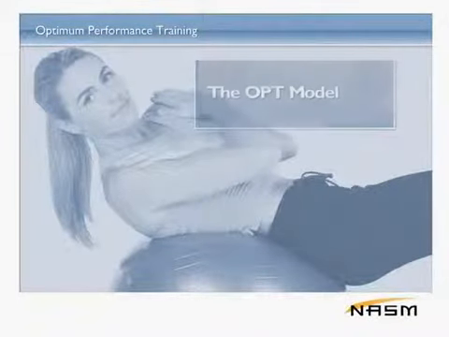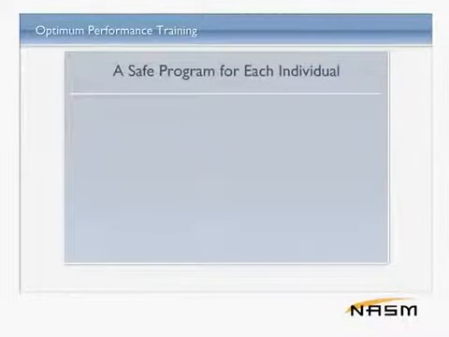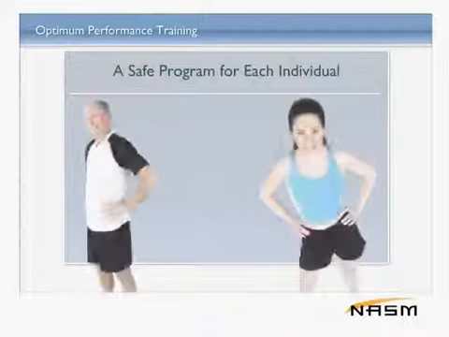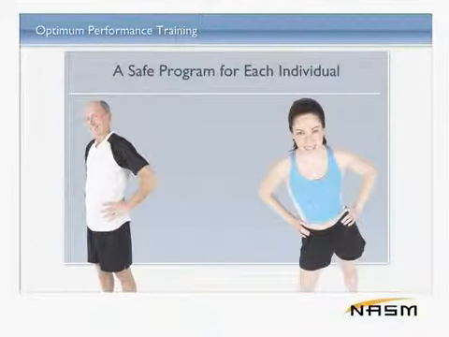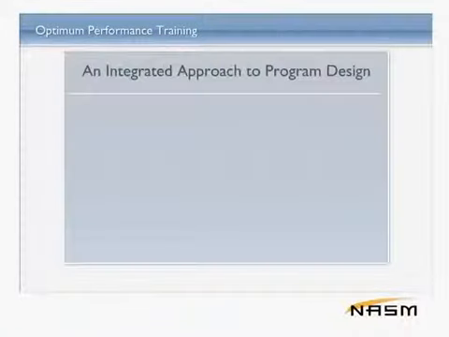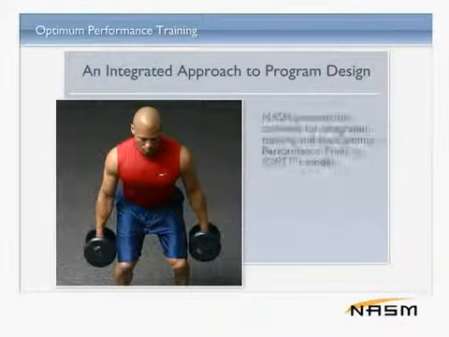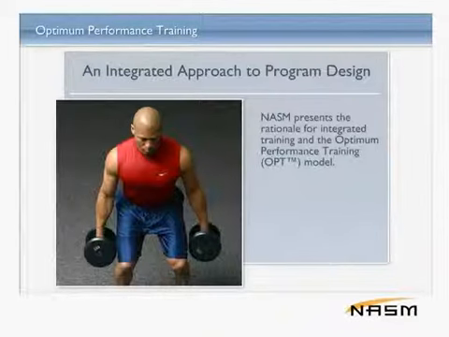The OPT model. The new mindset in fitness should cater to creating programs that address functional capacity as part of a safe program designed especially for each individual person. In other words, training programs must consider each person, their environment, and the tasks that will be performed. This is best achieved by introducing an integrated approach to program design. It is upon this premise that the National Academy of Sports Medicine, NASM, presents the rationale for integrated training and the Optimum Performance Training, or OPT model.